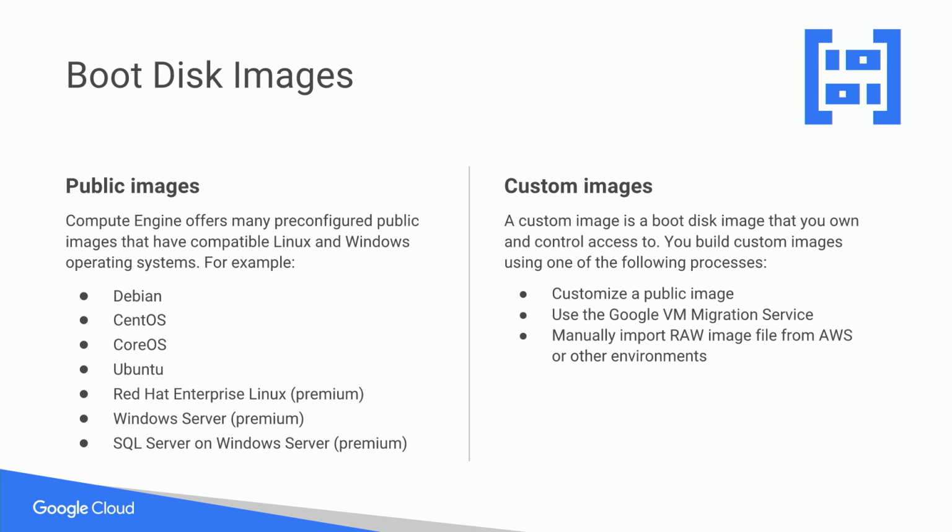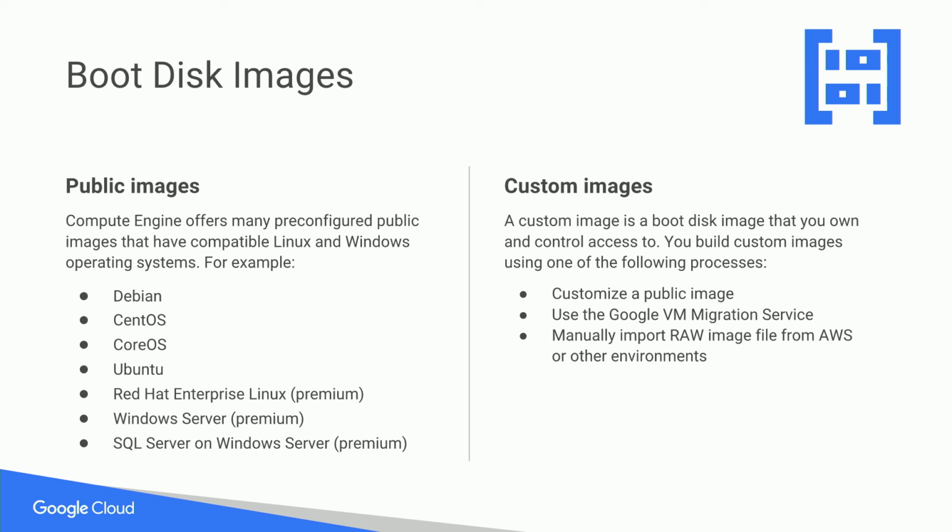We showed you during the demo boot disk images, and there are 2 types of images. There are public images, and these are maintained by Google or third parties. And these are clean operating system boot images, so Debian, CoreOS, Ubuntu. There are also premium public images, so like Red Hat Enterprise Linux or SQL Server on Windows Server. These you have to pay an additional licensing fee on top of the VM instance fees, because you're using third-party licensable software.